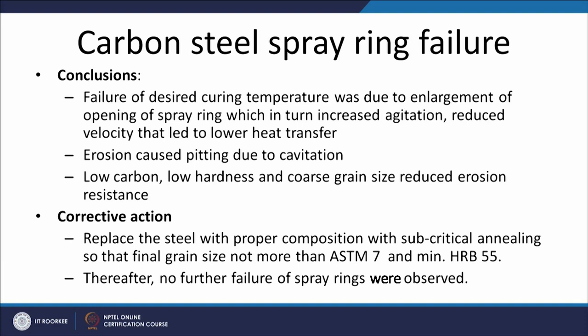Therefore, the corrective action which was taken was the proper composition of the steel with subcritical annealing, so that the final fine grain size can be realized, which is not more than 7 ASTM, and a minimum of 55 HRB should be maintained. Once this recommendation was applied, no further failure of the spray rings was observed.